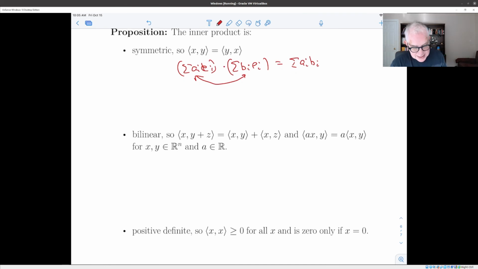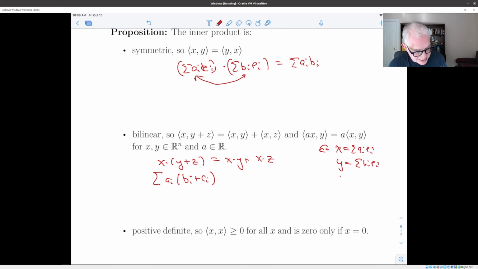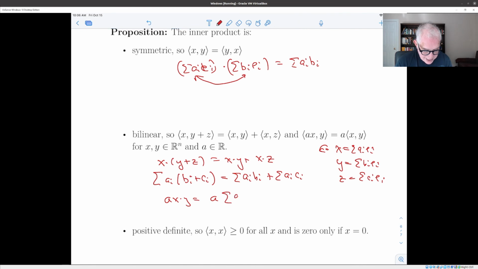It's bilinear. What that means is that the distributive law holds. That is to say, if you take x and dot it with y plus z, that's x dotted with y plus x dotted with z. That's because this is going to be the sum of a_i times (b_i plus c_i), where x is the sum of a_i e_i, y is the sum of b_i e_i, and z is the sum of c_i e_i. And that's just by the distributive law, you can separate the sum. Also if you multiply x by a, then you can pull it out, because that puts an a in front: (ax) dot y is just a times the sum of a_i b_i.